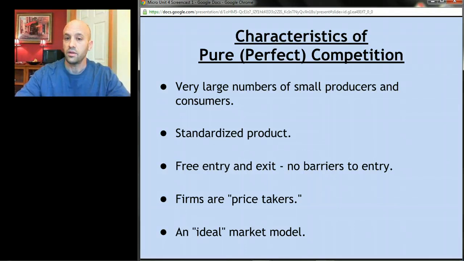It's also ideal in the sense that there aren't very many actual real examples of perfect competition in the real world. There are a couple, and I'll talk about what those are. But I want you to think of this as essentially what we're aiming for in terms of a market model in a free market system. And to the extent we get away from this kind of market model, society is going to lose out in various ways.